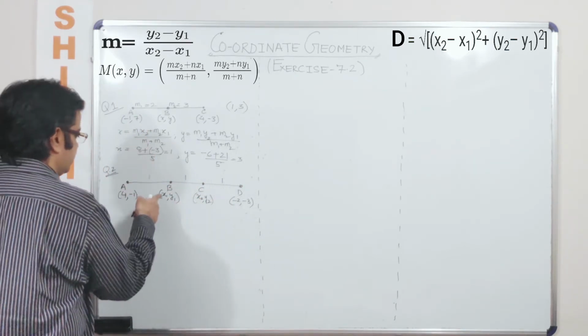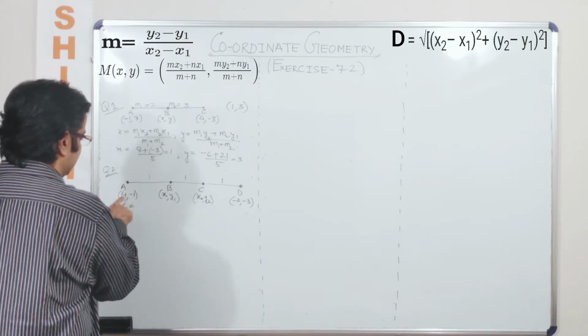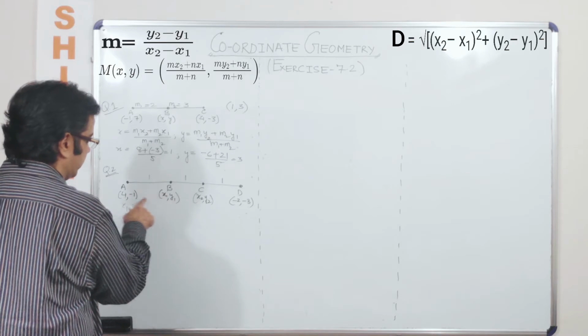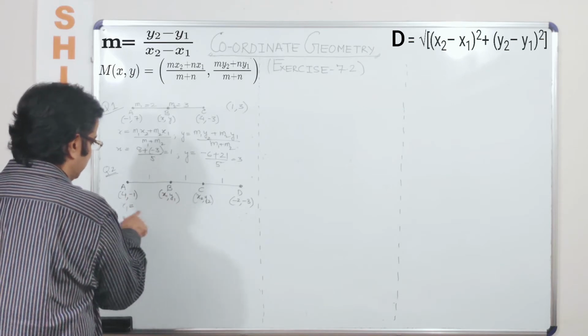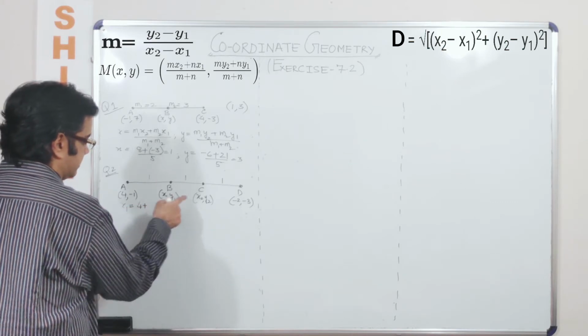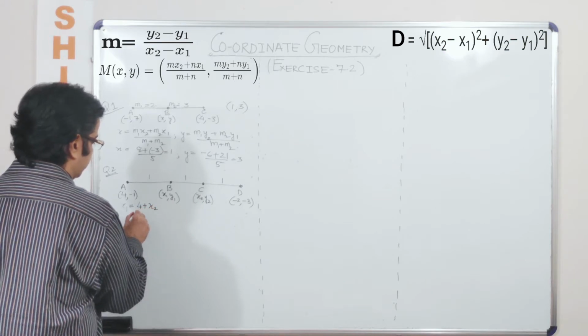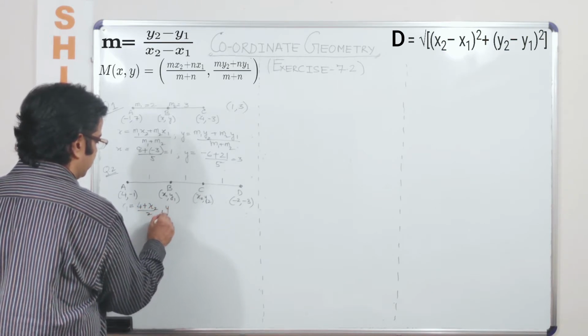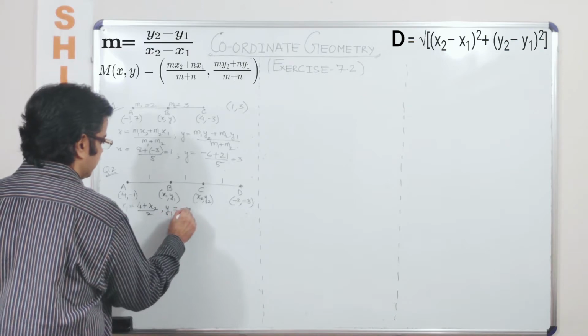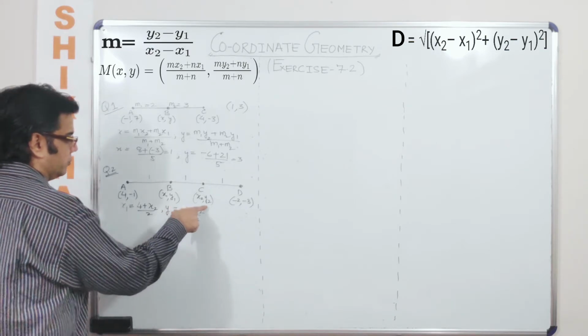So applying the section formula, x1 is just like taking the midpoint. While taking the midpoint, we are supposed to write x1 as 4 plus x2 divided by 2. Similarly, y1 becomes -1 plus y2 divided by 2. Now the same thing you will do for this.